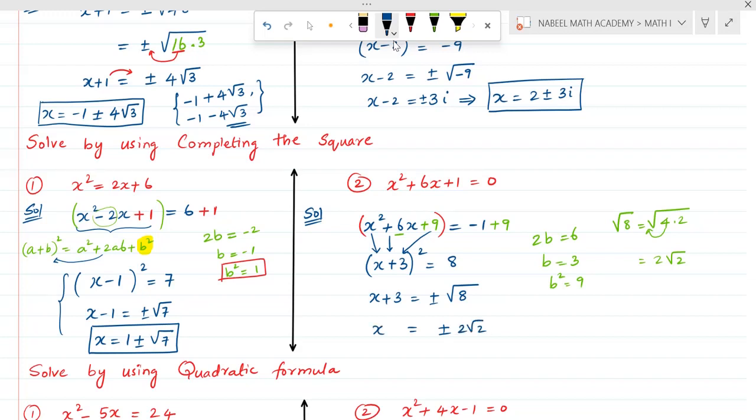But our answer is not completed here. I have to move the 3 to the other side. So you will have x equals minus 3 plus or minus 2 root 2. So this is the final answer.